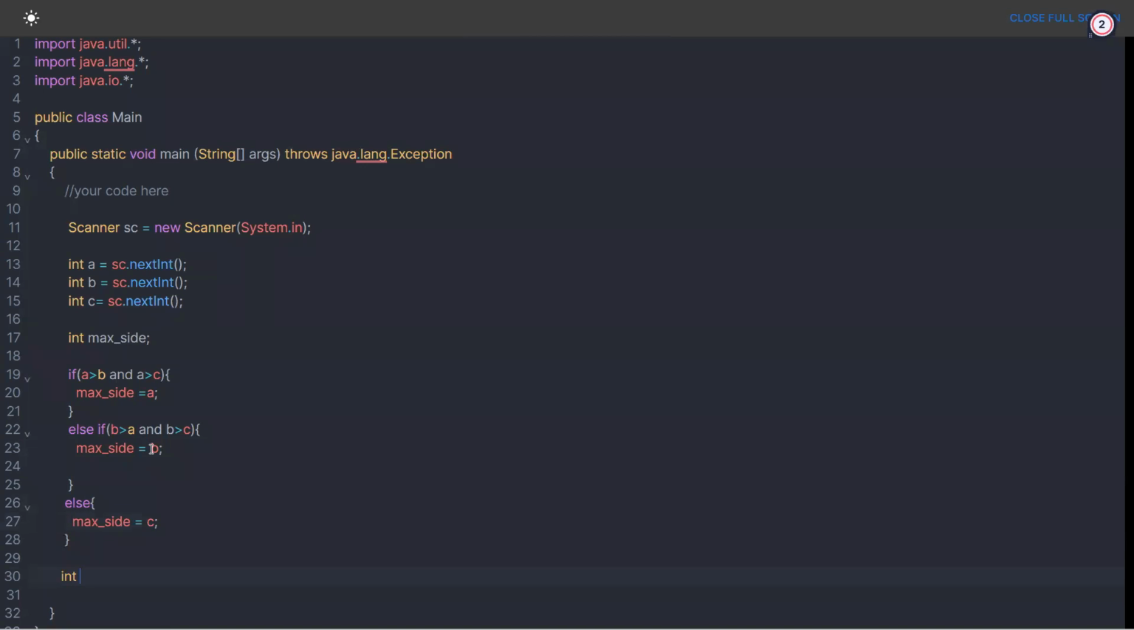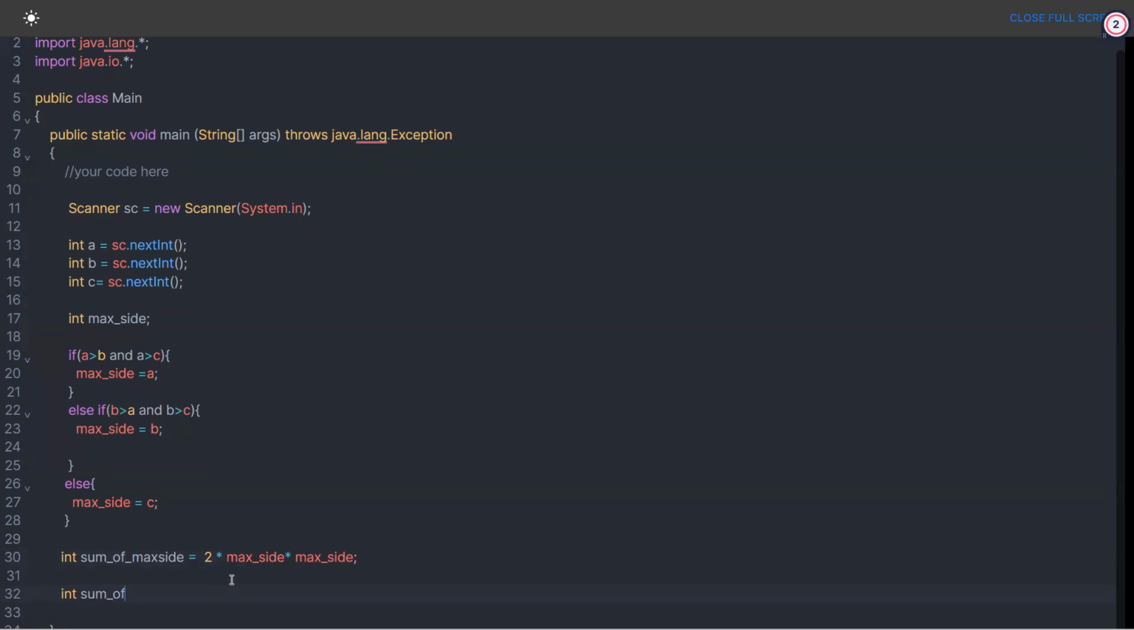Now, sum1, or we could say sum of maxSide square. Like I'm calling it sum1, so it will be 2 into maxSide into maxSide. Is this part clear to all of you?